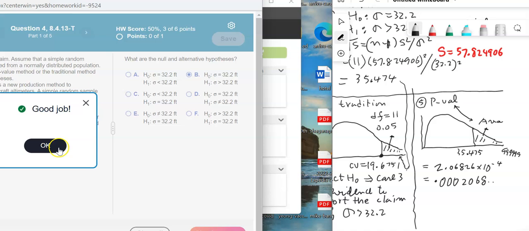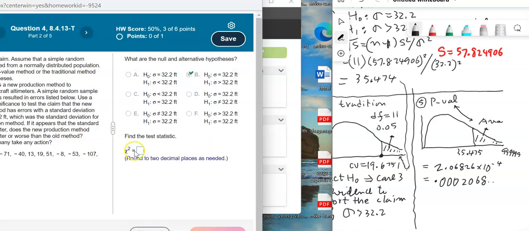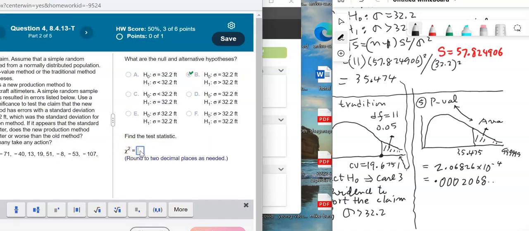Okay, and then the test statistic, we have it there. What is it? 35.474. Round to 2 decimals: 35.47.